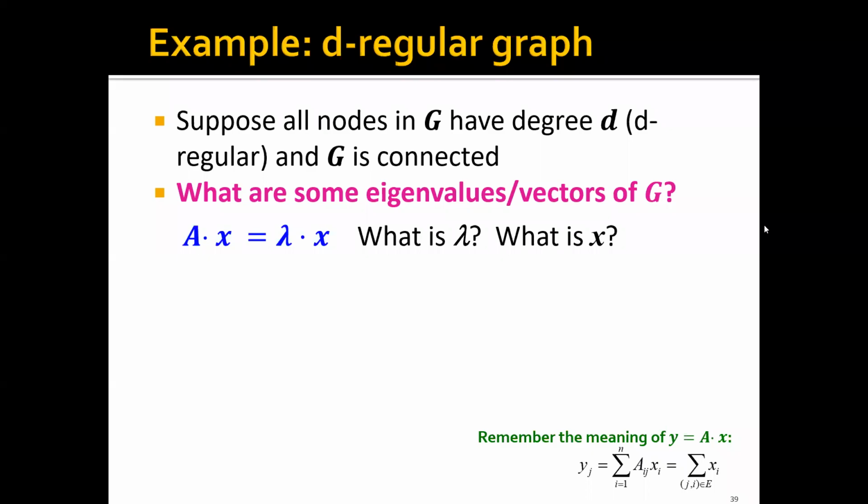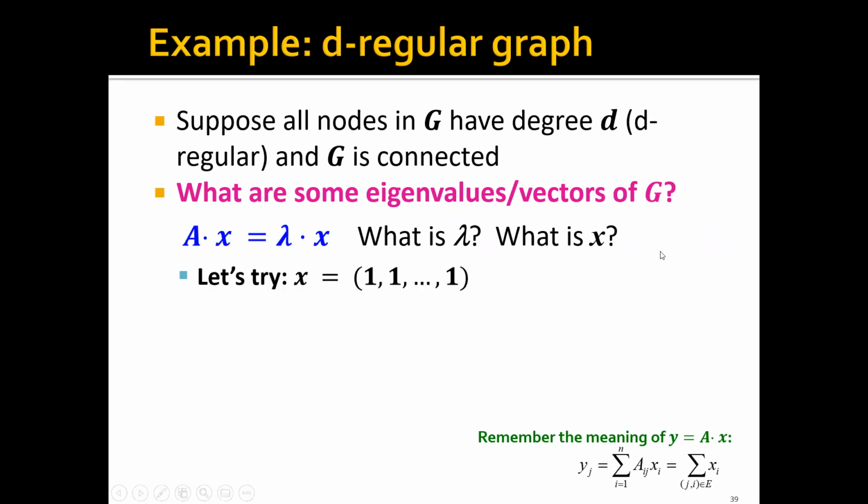To get more insight on what the eigenvalues and eigenvectors mean, let's suppose all nodes in G have degree D, and suppose that G is connected. This is also what we call a D-regular graph. So in this case, what are some eigenvalues and eigenvectors of G? Or in other words, if A times X equals lambda times X, what is lambda and what is X?